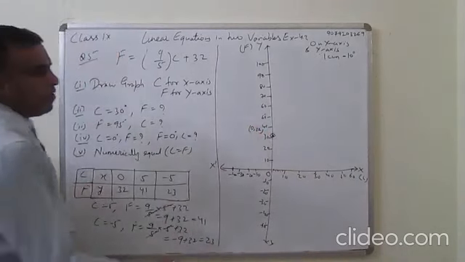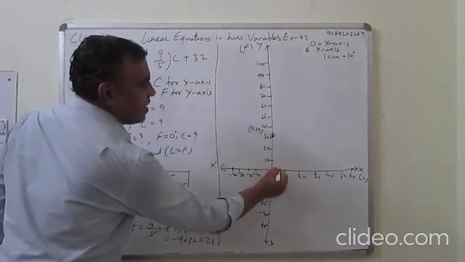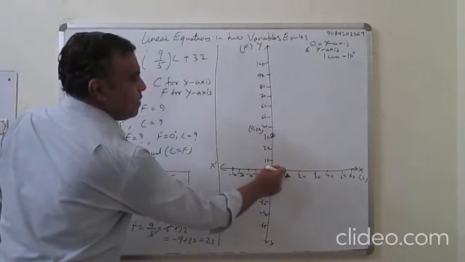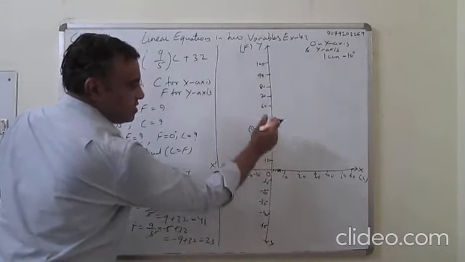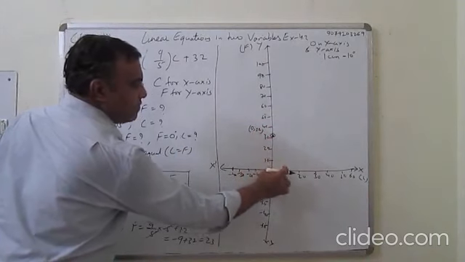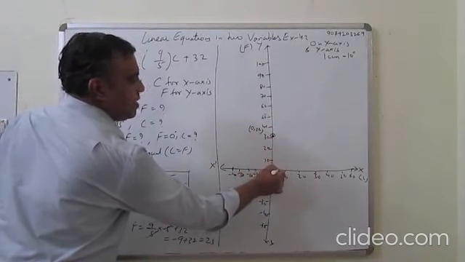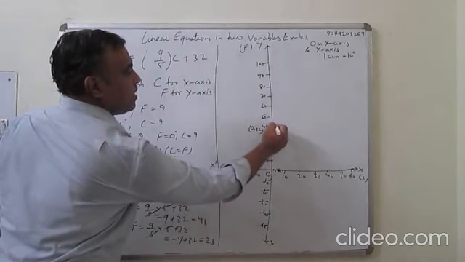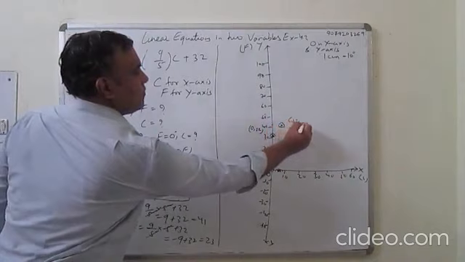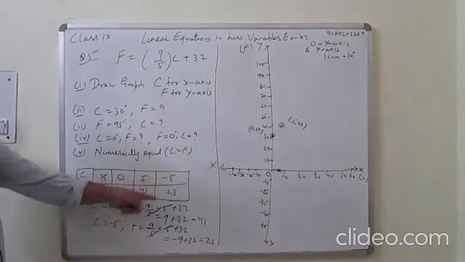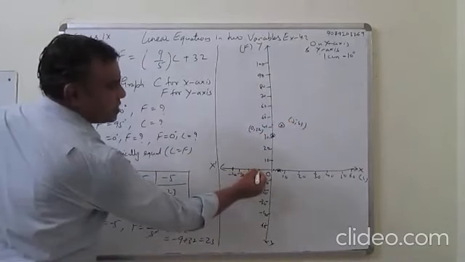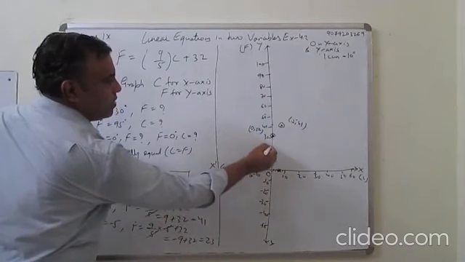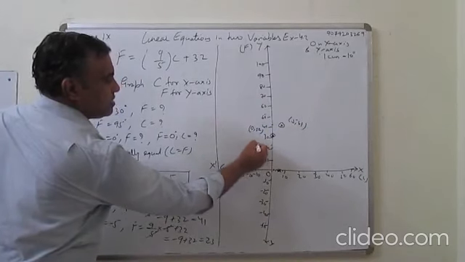Now 5, 41. 5 is here, 1, 2, 3, 4, 5 between. In the graph you can see one light shaded line between 1 centimeter. This is 5 degree and 41. This is 41 line. 5, 41 and minus 5, 23. Minus 5 is this and 23 is 2 and 1, 2, 3 lines like this.